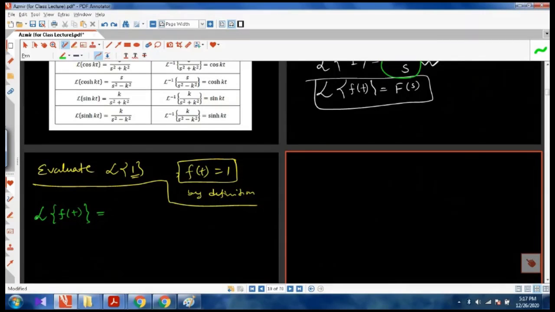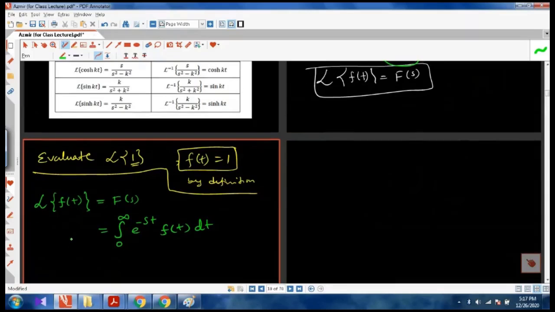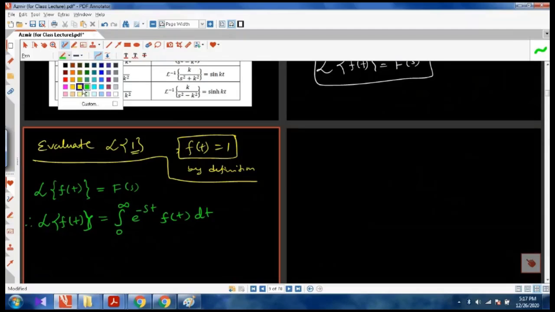So the Laplace transformation of f of t is actually F of s, which is an improper integral from 0 to infinity of e to the power minus st times f of t dt. So this is the definition of the Laplace transformation. The function inside the curly bracket is f of t, and f of t is also on the right side inside the integral.